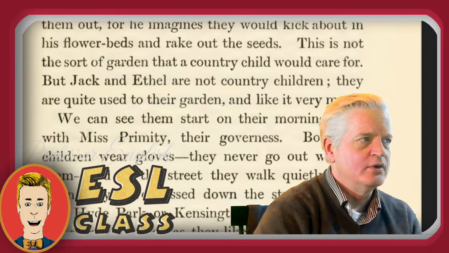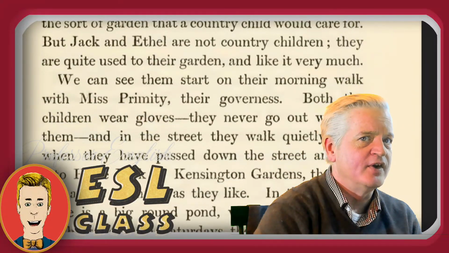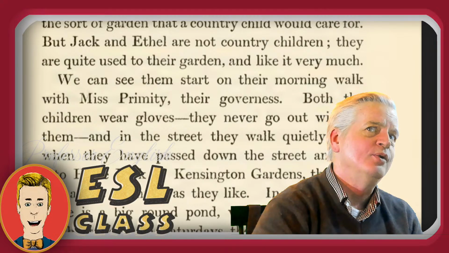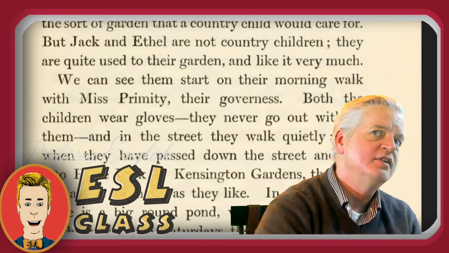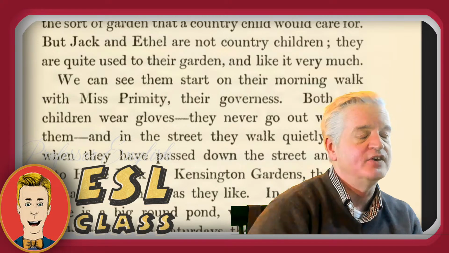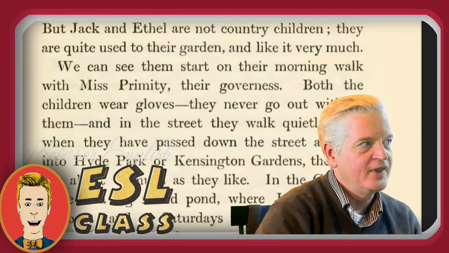But Jack and Ethel are not country children, and they are quite used to their garden and like it very much. But the children who grow up in London around these parks, they don't know what it's like to be in a country park. They have nothing to compare it to. So they love their parks. They don't know what they're missing.